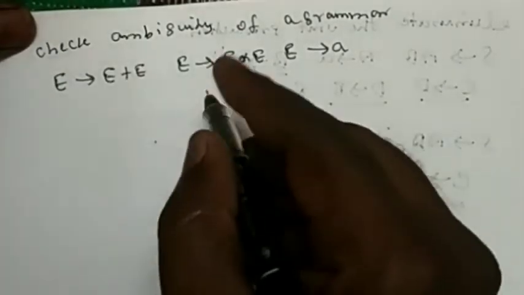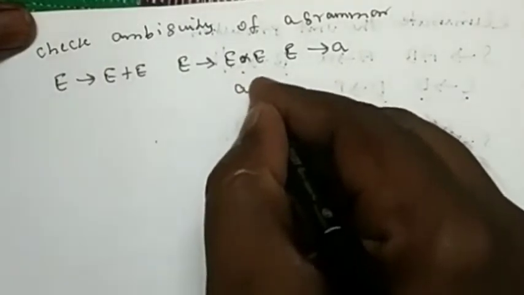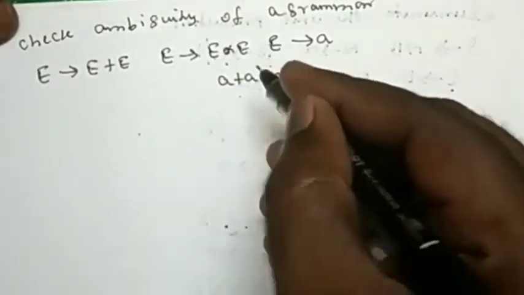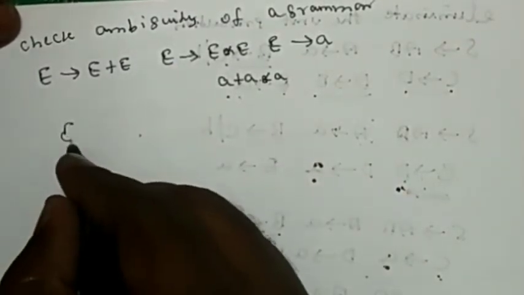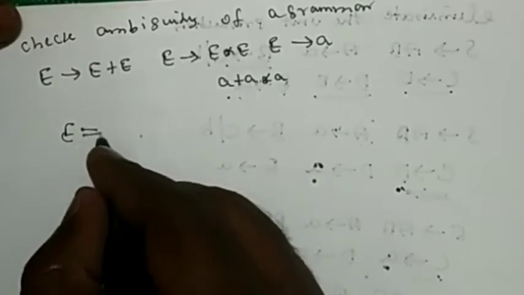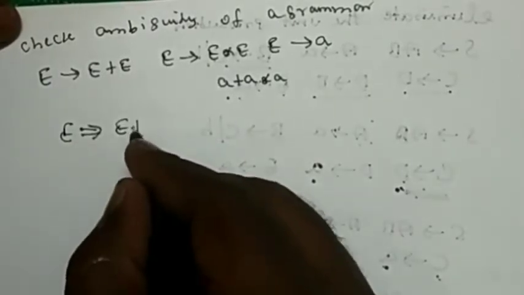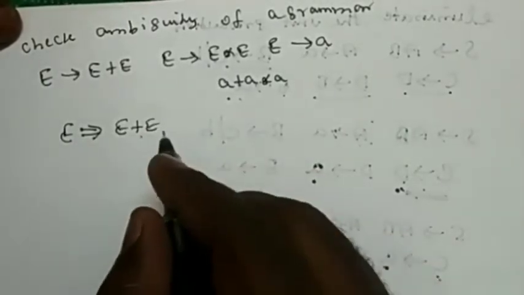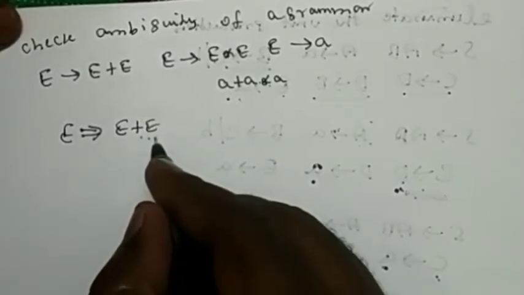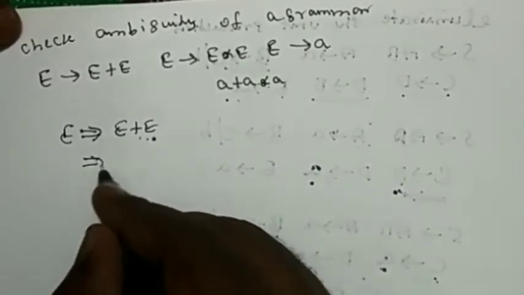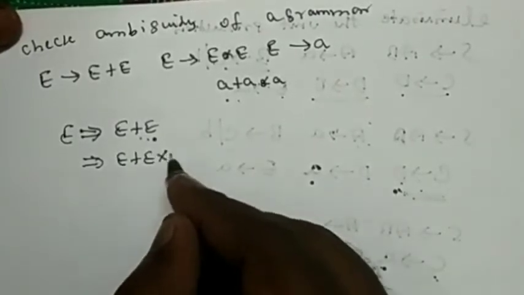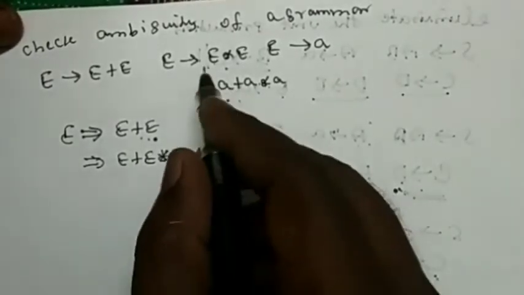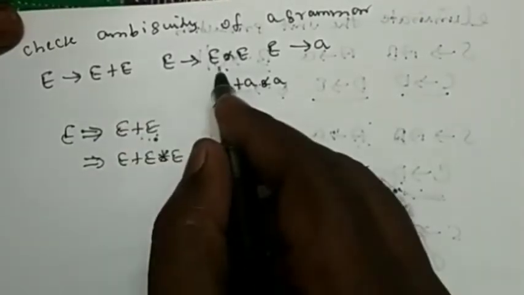Let us assume that we will take a string called A plus A star A. We will try to derive this string. Now we will take up the first derivation, E tends to E plus E. Now I take up the rightmost E here, and I replace it by the second production, E star E.